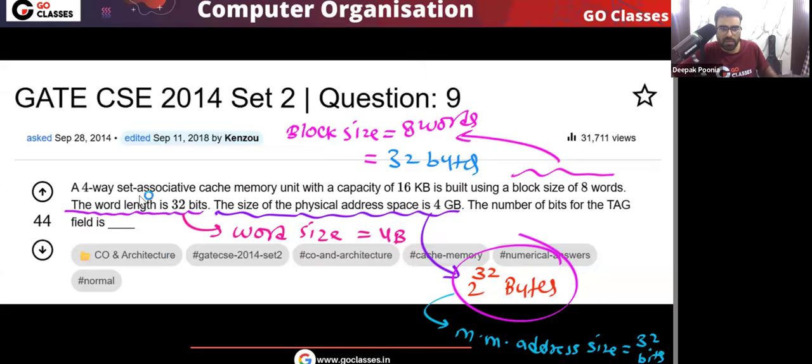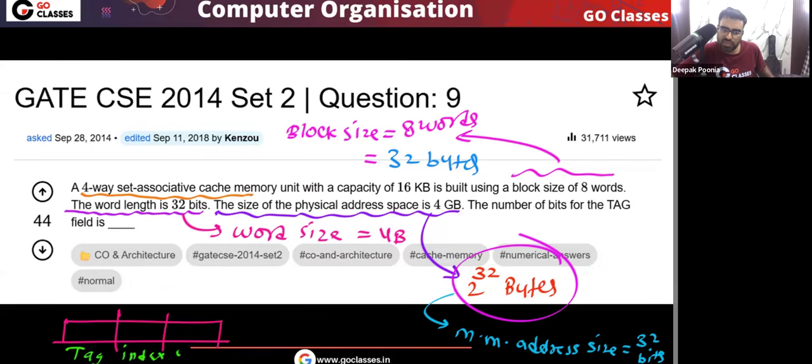Very simple. Now remember, we have a four-way set associative cache. In the set associative cache memory, the physical address is divided into three parts: tag, index, and offset. Offset means block offset. Index in the set associative cache means set index. So we need to find the number of sets so that we can find the set index. Let's find the number of lines first. In the cache memory, how many lines are there?